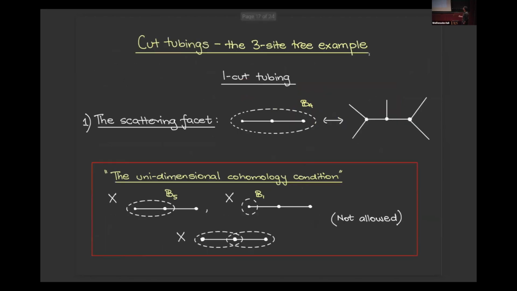So let's go back to the 3-site example. As we've already seen, there was only one cut that was physical, and this corresponds to the so-called scattering facet of the cosmological polytope. And this gives us the 5-point flat amplitude. This motivates us to define the so-called unidimensional cohomology condition, in the sense that we cannot have any cut tubings that do not enclose all the vertices of a graph, and we should not have any cross tubings.